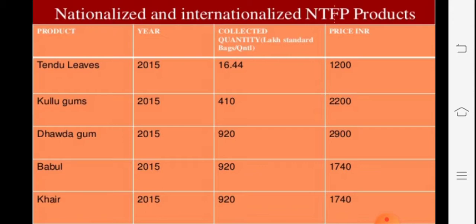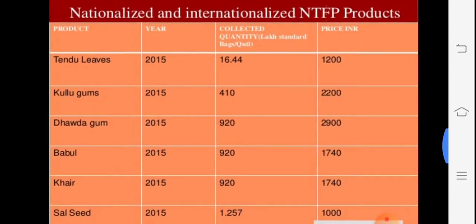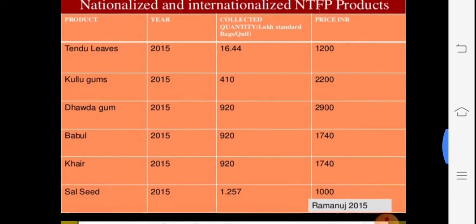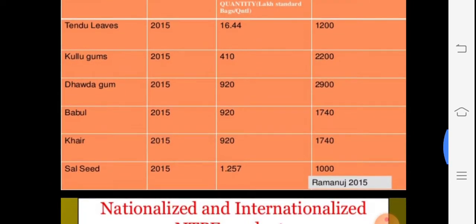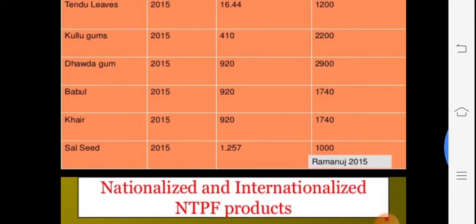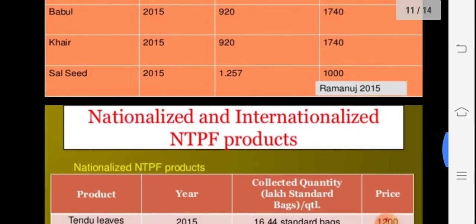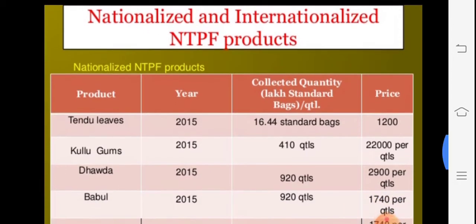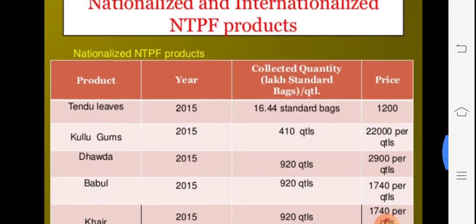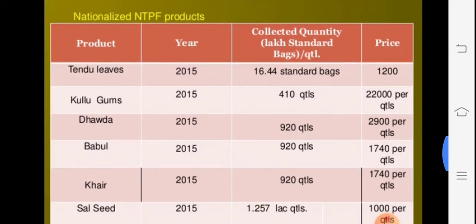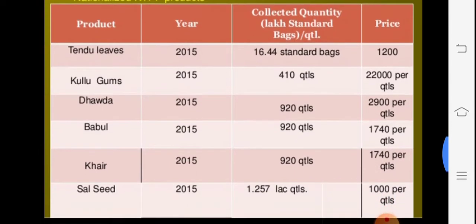Then it is collected from the forest products in certain quantities, in quintals. So tendu leaves 16 quintals, Kulu gum 410 quintals, Dhavda gum 920, Babul gum 920, Khair gum 920. All these are collected from the forest. These products are there in the national and international markets. So these leaves, as we have just seen, have their budget, collected quantity and standards, and bags are there. So they are like this.